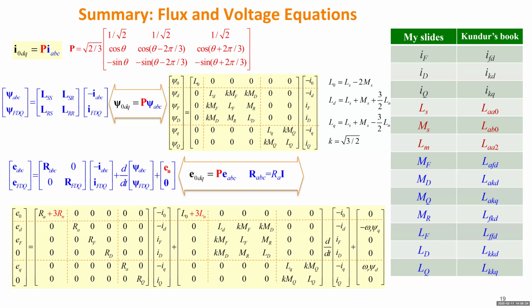Later on, you see this is like the mutual inductance between the stator winding and the field winding. It just uses A, FD. A is from the stator and FD is from the field winding.